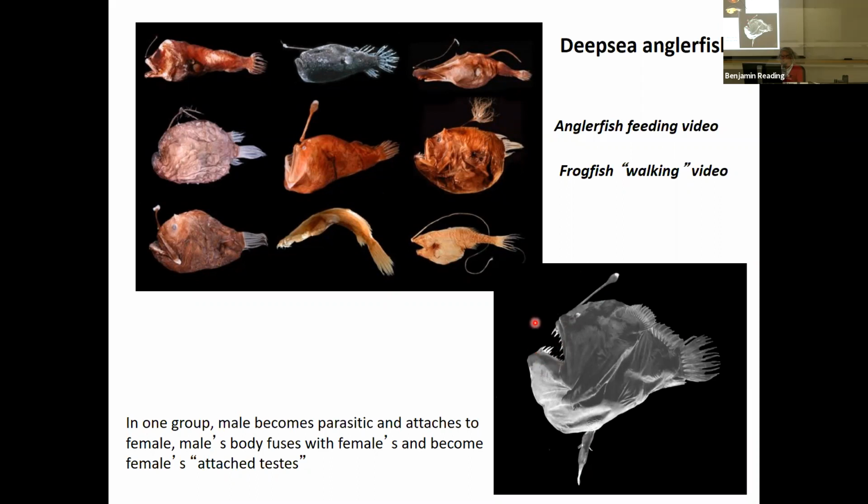Look at the nice set of teeth there on these jaws. Sometimes these esca are bioluminescent. They glow in the dark, especially for the really deep sea anglerfishes. And so the illicium, the esca can glow.